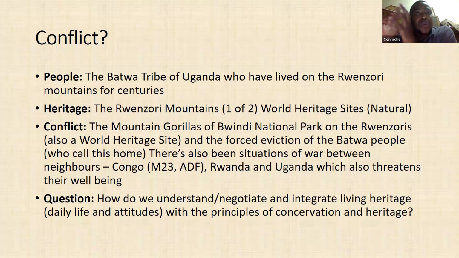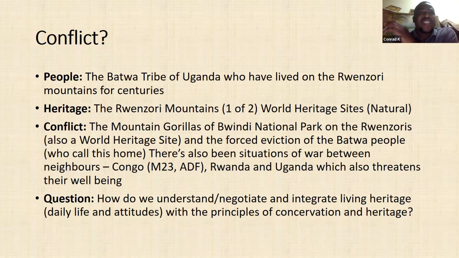So for me, when we're looking at conflict, we need to understand the people. In this case, the Batwa tribe who have lived on the mountains for centuries. But then we're saying heritage: the Rwenzori Mountains are considered a national park locally, but also a World Heritage Site globally. And then the conflict, because you have the mountain gorillas of the Windy National Park on the Rwenzoris, which is also considered a World Heritage Site. And so you have the first eviction of people who call this home, in the essence of protecting heritage by evicting people who in essence have been protecting the heritage.